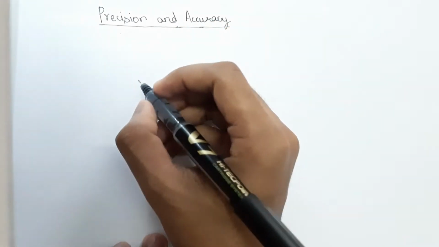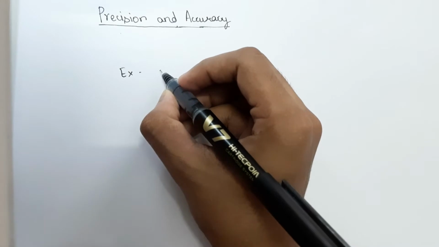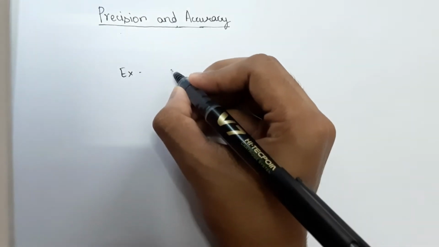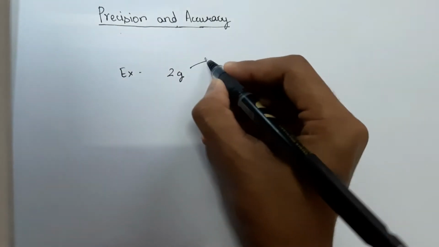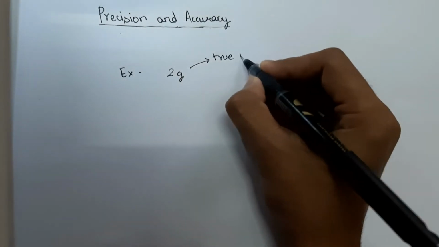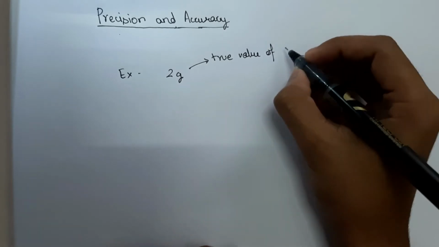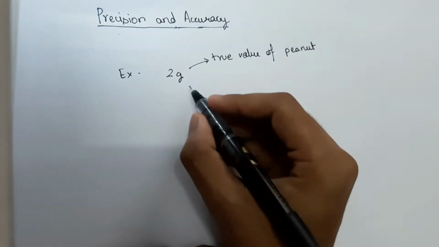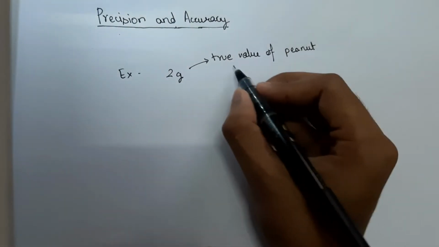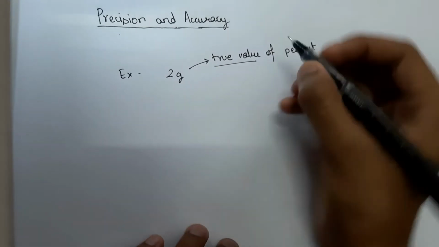So let's start off by getting an example. Let's say I have a peanut weighing exactly 2 grams. So this 2 grams is called the true value of the physical quantity, which is the peanut in this case. So the 2 grams is the true value of the peanut. True value means the actual measurement of the physical quantity.